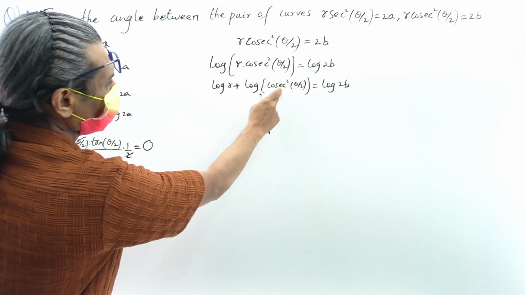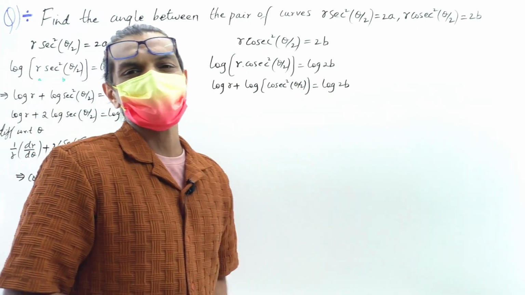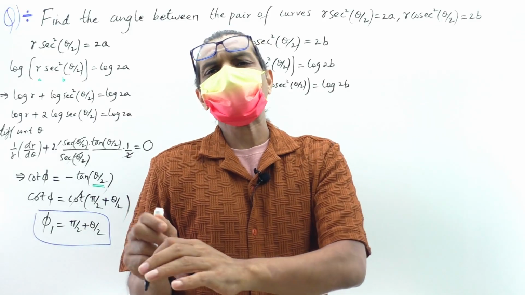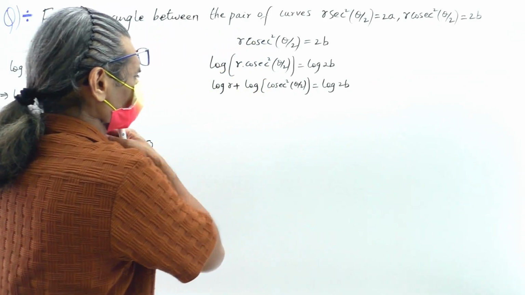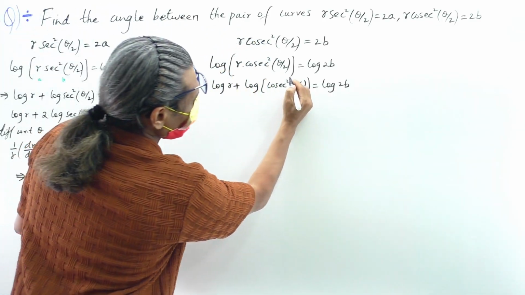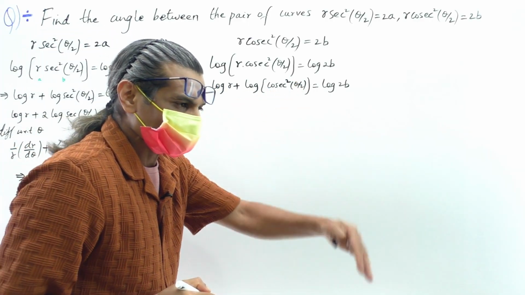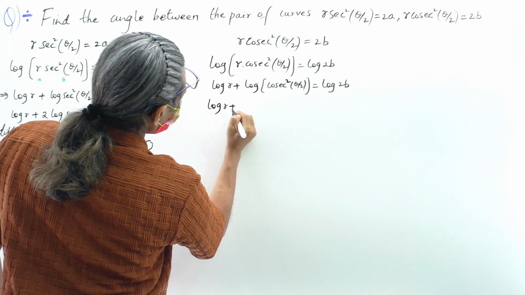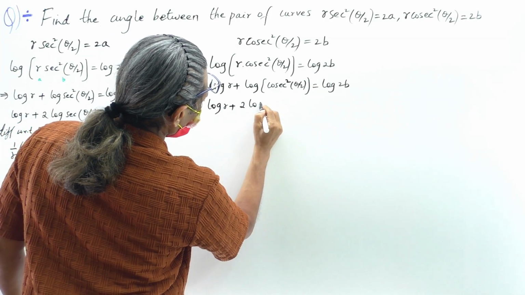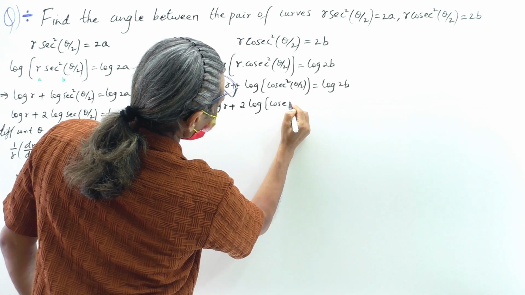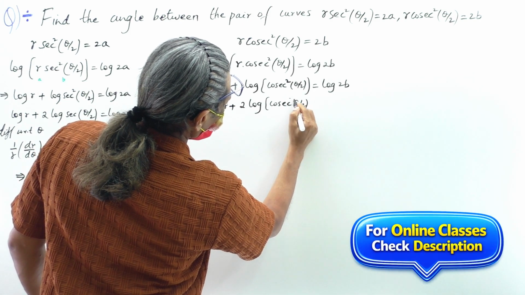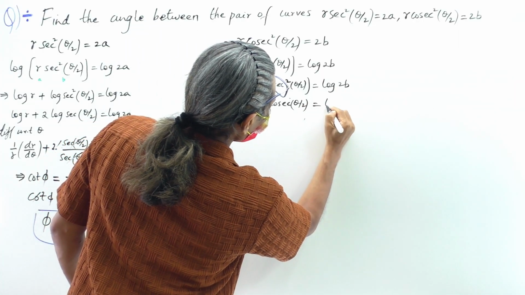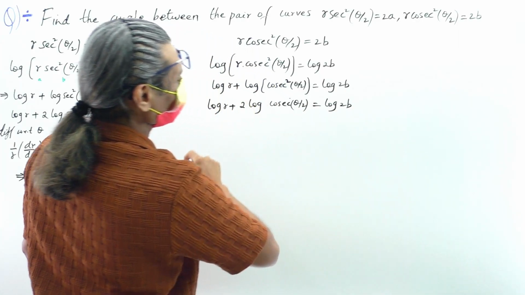Perfect. Now again, log a raised to k, we have to remove this because we want everything plus or minus. Simple logic, you remember: no multiplication, no power, no division is allowed. Everything should be plain, like how we got here, with plus. But there is some problem in the square. So we will apply the property of logarithm, log a raised to k is k log a. So this will be log r plus, bringing the power down, 2 log of cosec theta over 2 is equal to log 2b. Perfect. Now we can happily differentiate this.